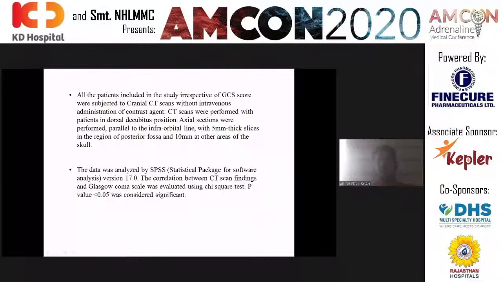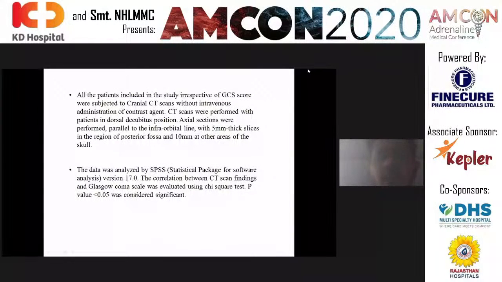All the patients included in the study, irrespective of GCS score, were subject to cranial CT scan with the intravenous administration of contrast. Patient in dorsal decubitus position, axial sections were performed parallel to the infraorbital line with 5 mm thick slices in the region of posterior fossa and 10 mm at other areas of the skull.